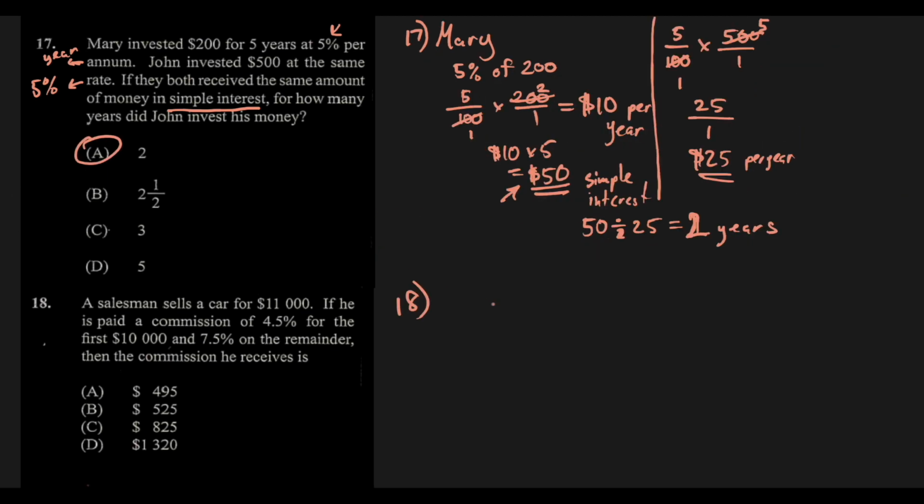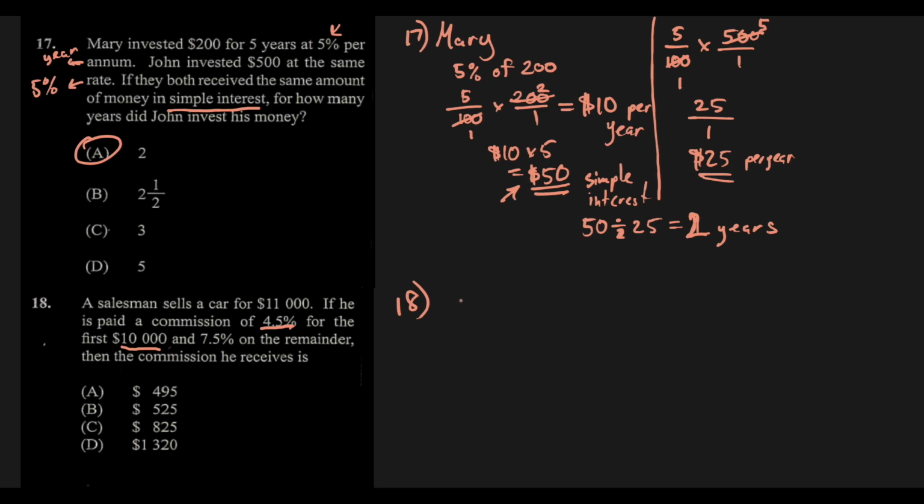All right, so a salesman sells a car for $11,000. If he is paid a commission of 4.5% for the first 10,000 and 7.5% on the remainder, then the commission he receives is... So first of all, when I'm looking at this question, I'm not trying to do everything at once. I'm breaking this down. It says we have $11,000 for a car. He is paid a commission of 4.5% for the first 10,000. What does that mean? First 10,000. So we're not talking about the full 11,000, we're talking about the first 10,000.